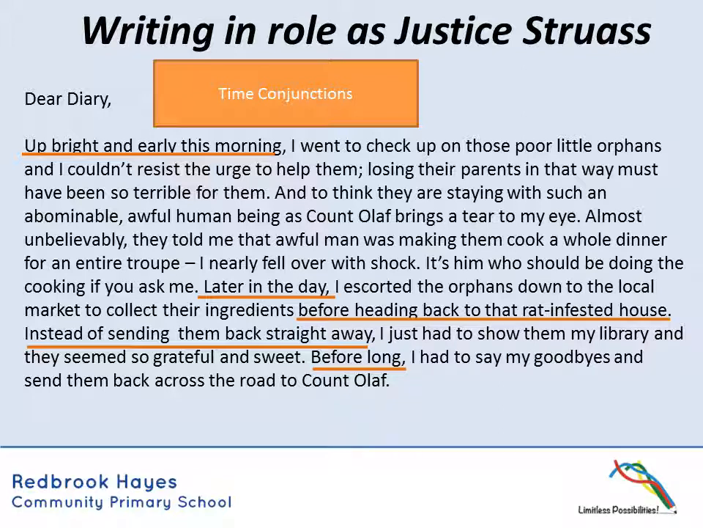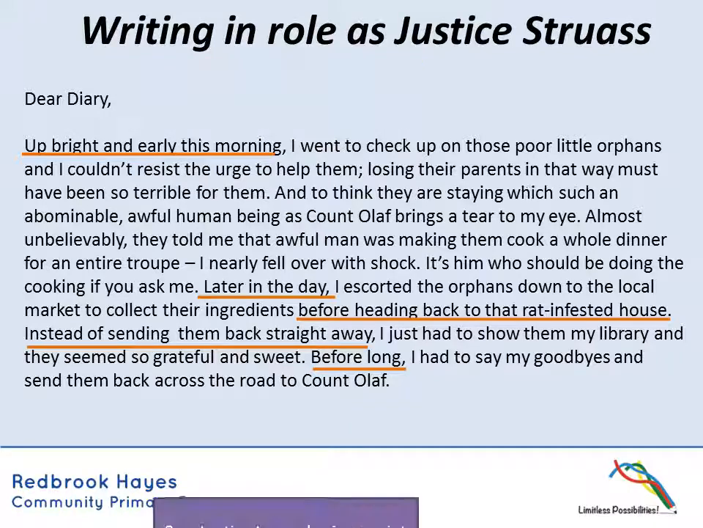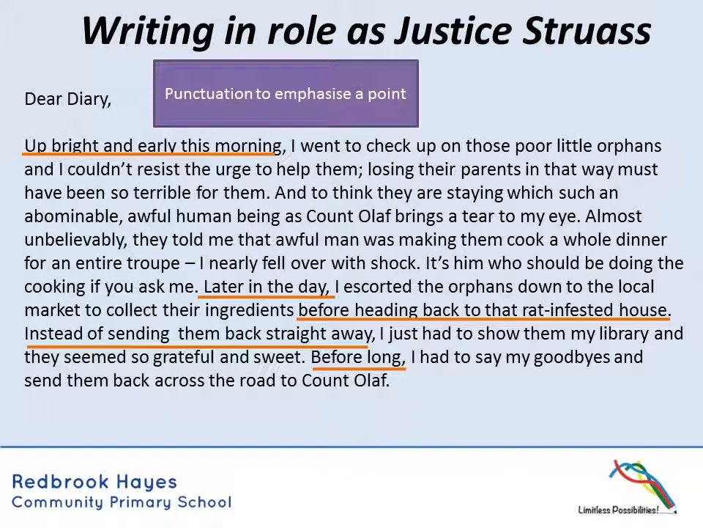Now all of these give a sense of time and order, and that's really helpful, particularly in a diary entry, because we're recounting, aren't we, the day that person's had. So it's really important that we get some time conjunctions in there so that the reader understands in what order those events took place. Okay, so let's have a look at some punctuation now which emphasises a point. So again, this allows the writing to flow, and this really links sentences and clauses together.